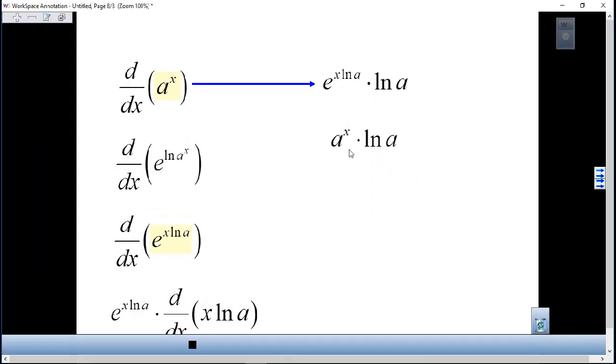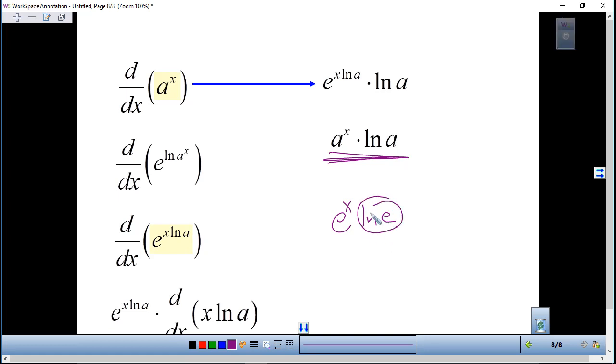Now, guys, I'll be honest with you, this is the better rule to remember, because if a happens to be e, what happens? You get e to the x natural log of e. And what's the natural log of e? Well, that's just 1. So it's not going to change it. This is the catch-all for exponentials. That rule right there will let you do every exponential derivative that you'll ever have to do.